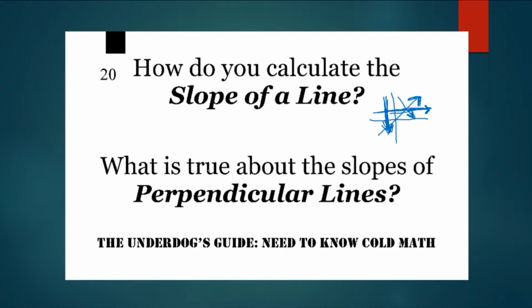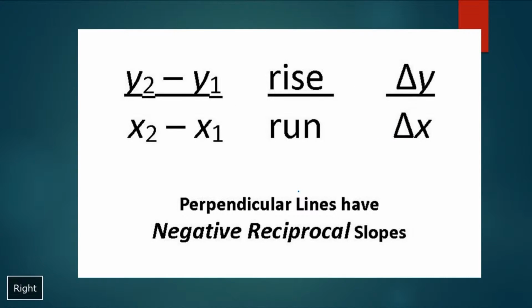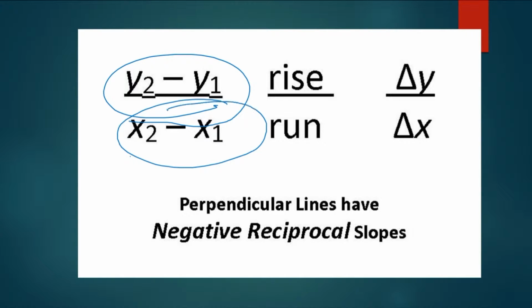What is true about the slopes of perpendicular lines? Well, let's answer these in turn. First of all, we get the slope by y2 minus y1 over x2 minus x1. The y's go on top, everybody. That's really, really important. Another way of thinking about that is that it's rise over run. If you have a graph, you can just count it.